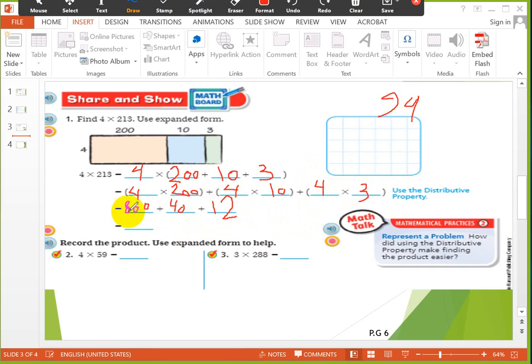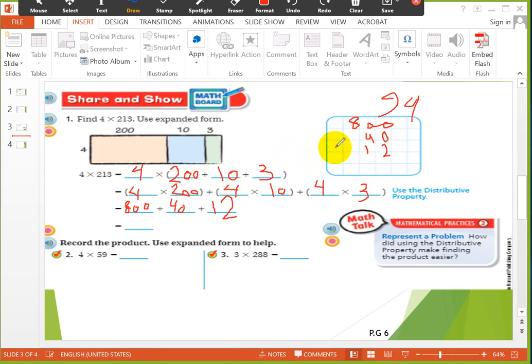Now I will add all answers. So I will write it here. I will use the vertical strategy to find the answer. So let's order. First thing, I have 800. So I will write 8 in 100 digit. And then I have 40. So I will order the ones digit and tens digit. Then I have 12. So I will write it here.